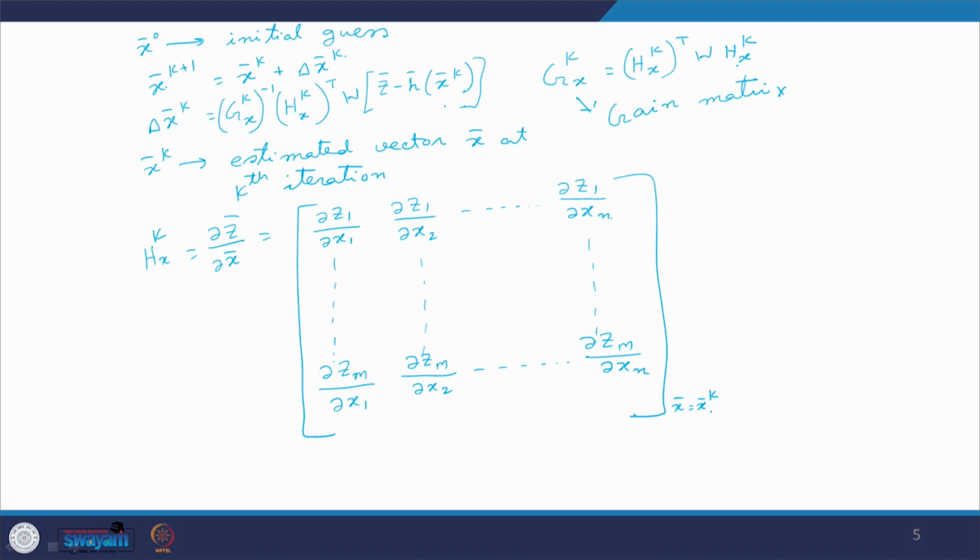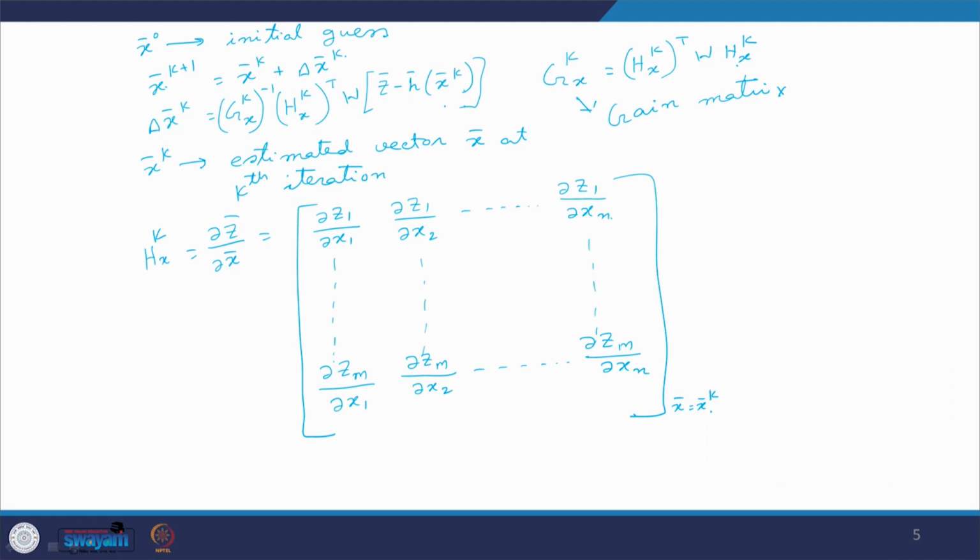Then we update k. In the next iteration we calculate H(x 1), so this matrix is evaluated at x equal to x 1. Then we calculate G(x 1), and from this we calculate delta x 1. Then we calculate x 2 equal to x 1, which we calculated in the last iteration, plus delta x 1, and we keep doing this until the magnitude of the vector delta x k becomes less than some epsilon, that is, until convergence.